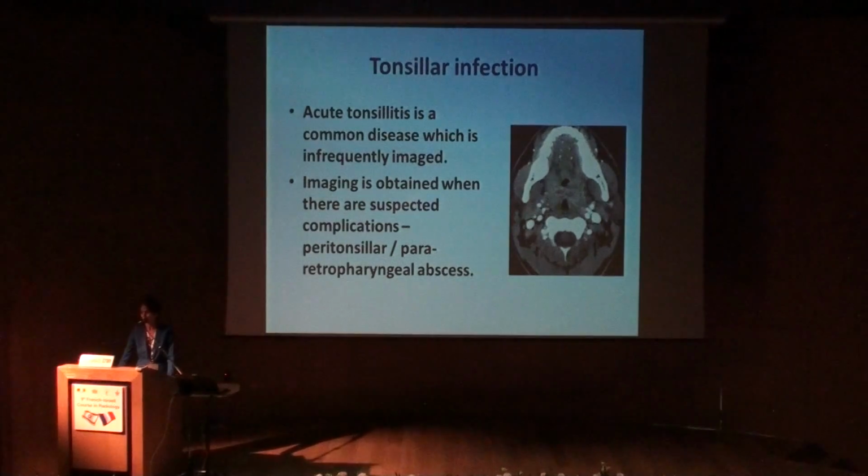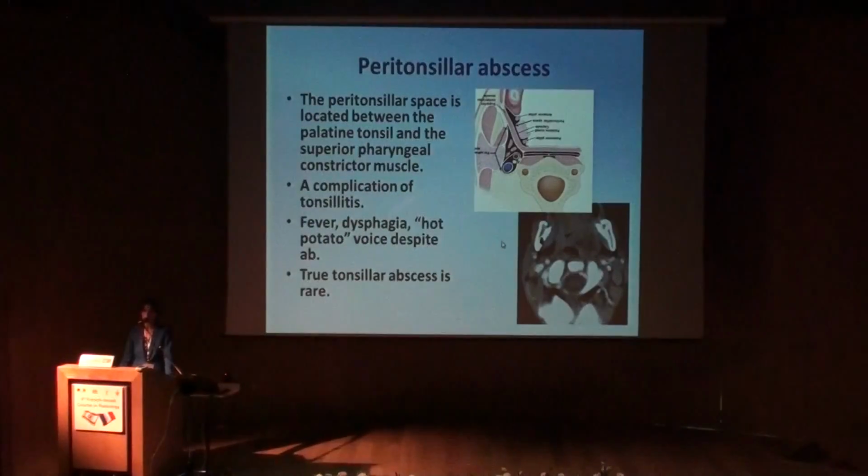And this is a case of simple tonsillitis. You can see the enlarged tonsils and the striation, which is typical of the normal structure of the tonsils. And this image was done because the patient also had some neurological deficits, so he had a CTA of the neck.